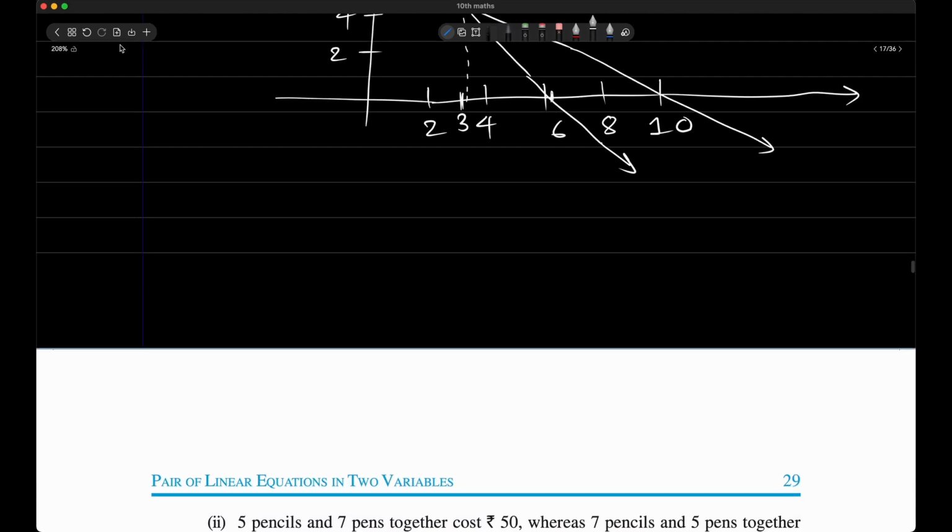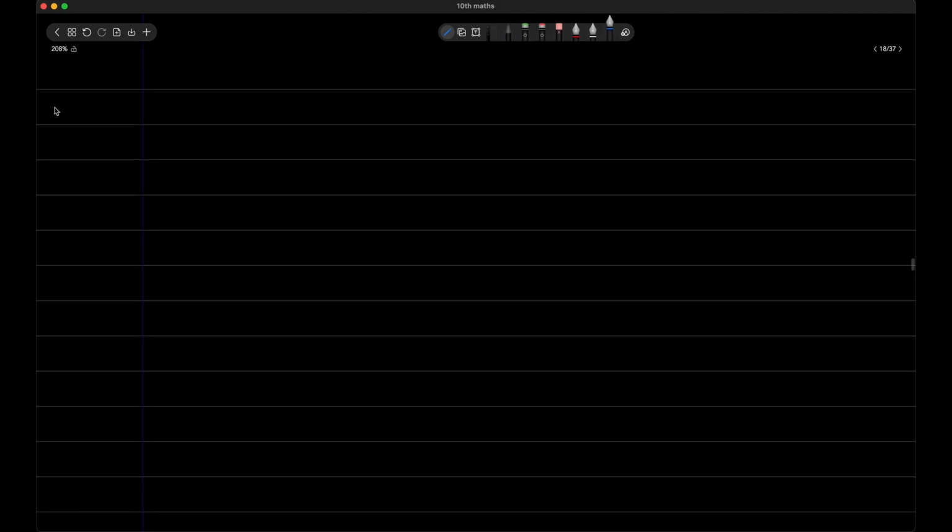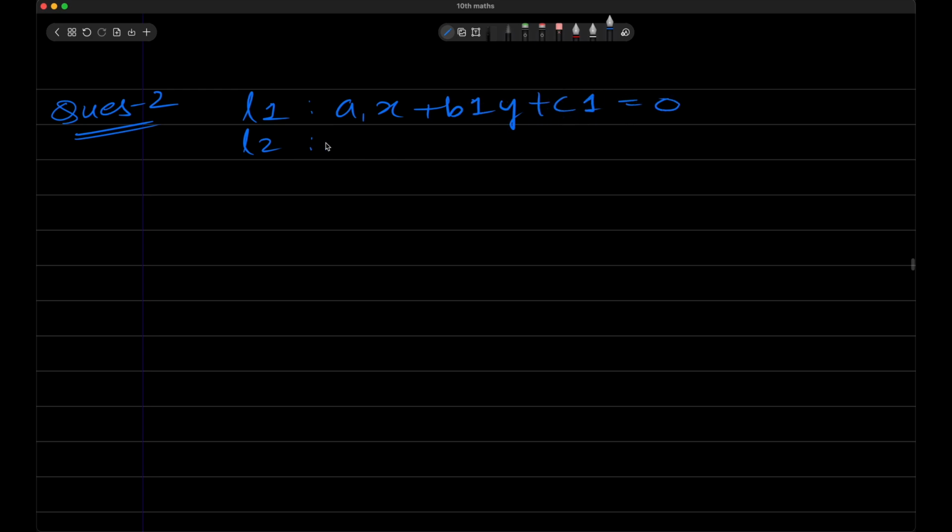Now question number 2. In question number 2, we are given the equations of two lines, L1 and L2, that is A1x plus B1y plus C1 equals 0 and A2x plus B2y plus C2 equals 0. We have to find whether these lines L1 and L2 are intersecting, parallel or coincident lines.